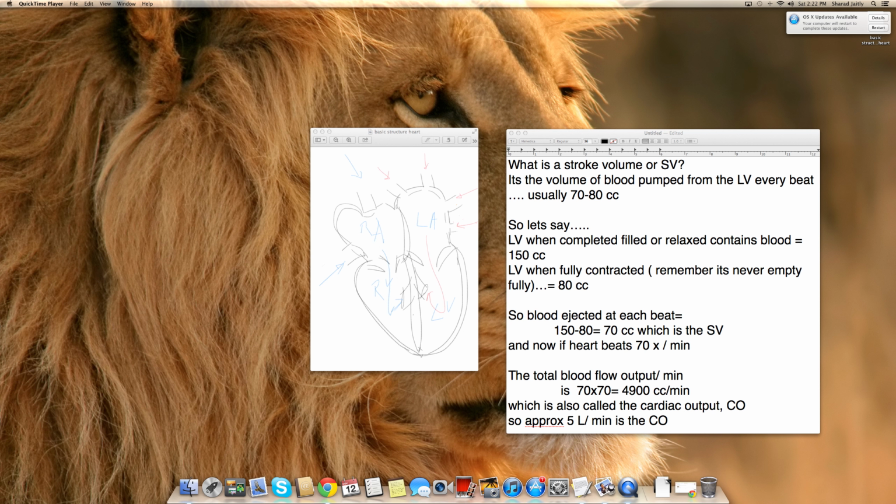It's pumping out 5 liters, more than a gallon of blood per minute, and pumping it into the miles and miles of arteries and veins across your body. I'm fascinated. I hope you are as fascinated as well.